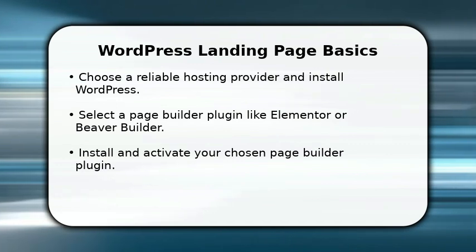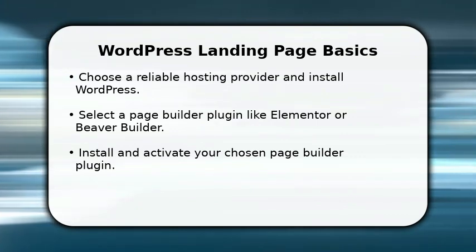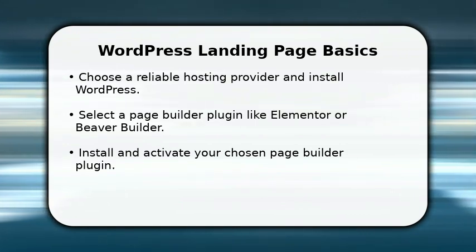Next, you'll need a powerful page builder plugin. Popular options include Elementor or Beaver Builder, which offer intuitive drag-and-drop interfaces. Once you've made your selection, simply install and activate the plugin directly from your WordPress dashboard. This sets the stage for creating a highly effective landing page.